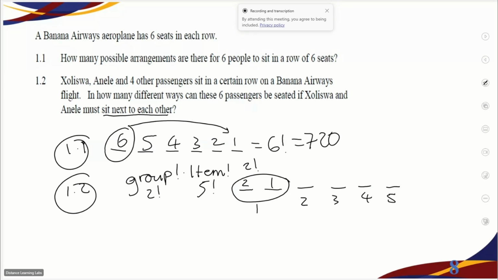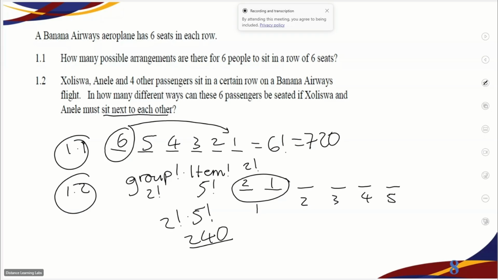Therefore, our response to question 1.2 is 2 factorial for the group multiplied by 5 factorial for the items. Then you can punch that on your calculator. 2 factorial multiplied by 5 factorial gives us 240, meaning Toliswa and Anele, if they are to sit next to each other, can only do that in 240 ways if there are 4 other people with them.